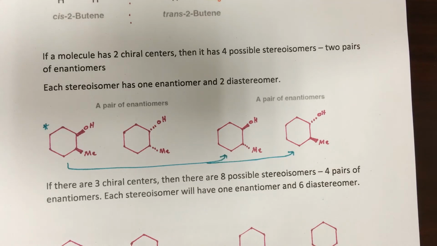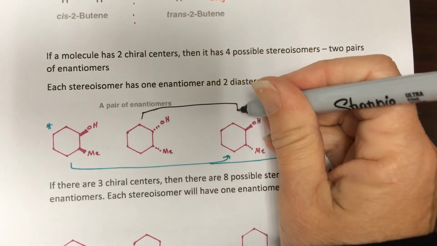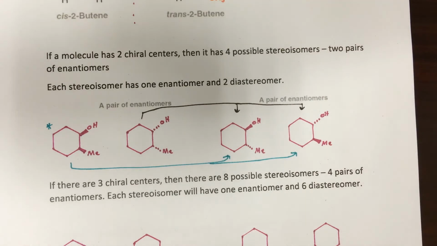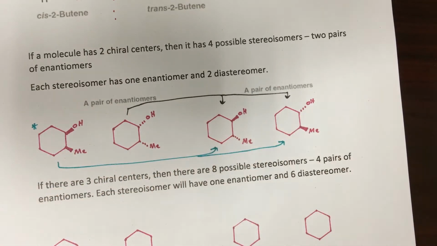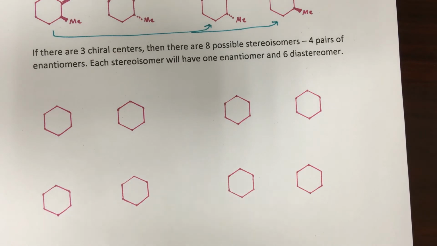Okay, so this one has this as its diastereomer. Okay, so each one has a relation, and then it has a cousin. If there are 3 chiral centers, it gets even more complicated. So let's draw some figures.